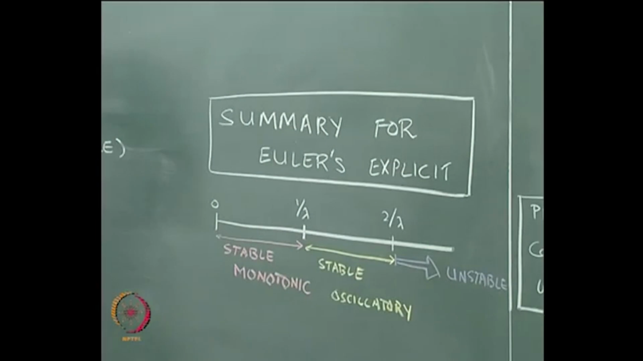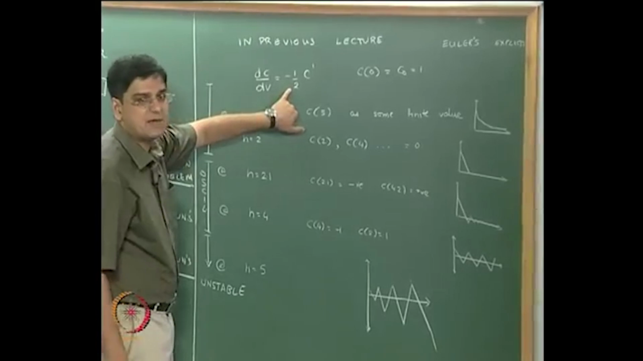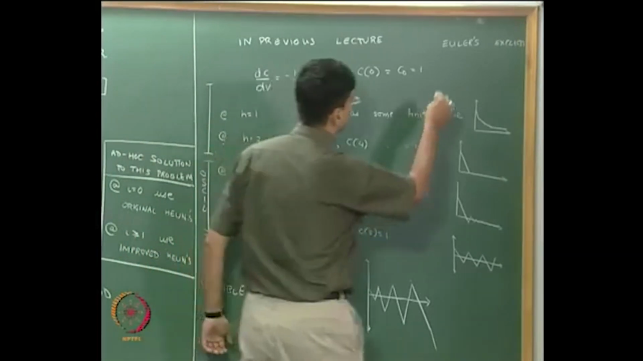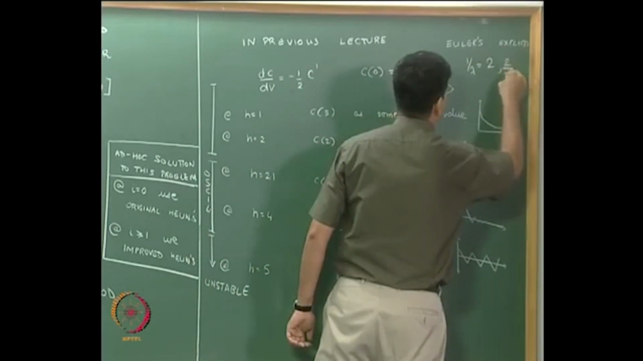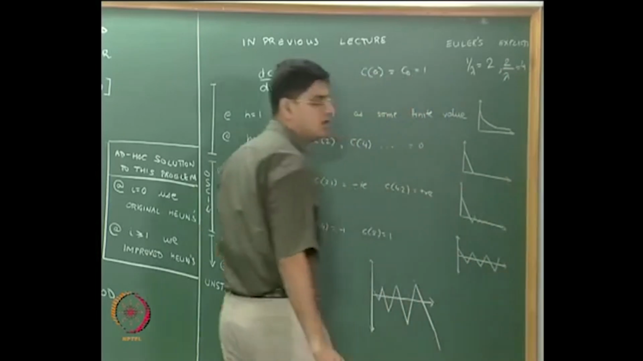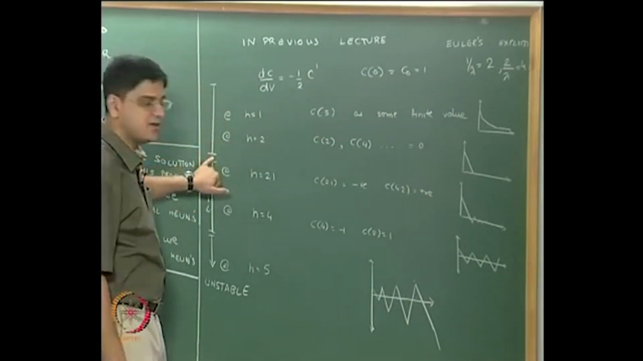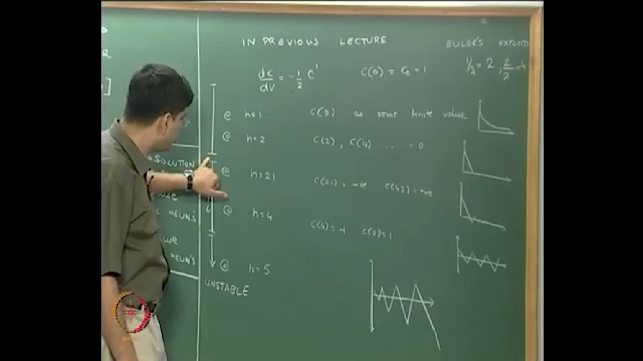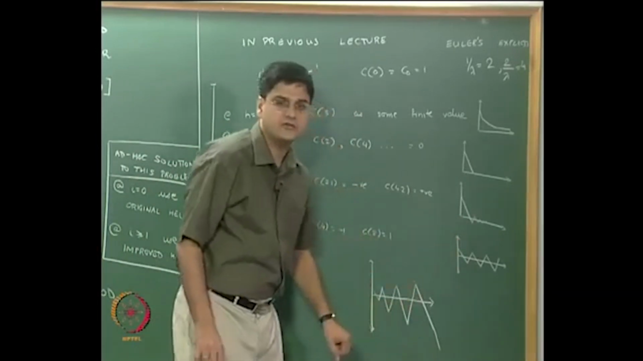Okay. So, let us go to the result of the previous lecture. In this particular case, lambda was equal to half. So, 1 by lambda is 2 and 2 by lambda is 4. Okay. Between 0 and 2 we get stable and monotonic behavior. Between 2 and 4 we get stable but oscillatory behavior.